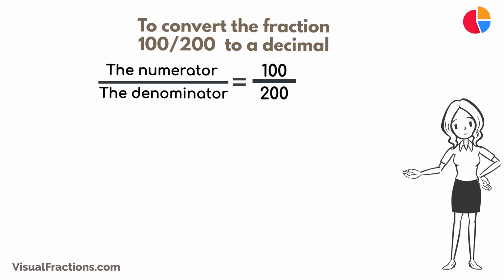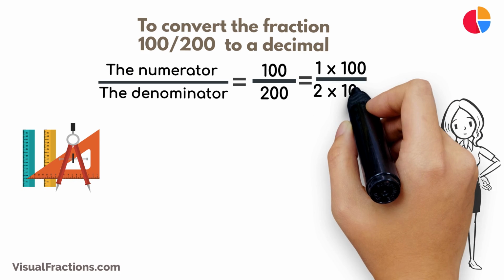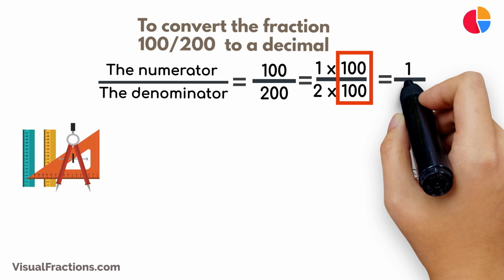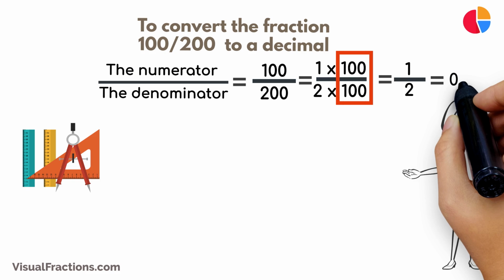Before we divide, we can simplify the fraction by dividing both the numerator and the denominator by their greatest common divisor, which is 100. When we simplify 100/200ths, we get 1/2. Now, let's convert 1/2 to a decimal. So, we simply divide 1 by 2. The answer we get is 0.5.